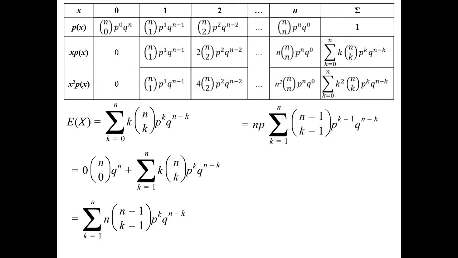Now, n is just a constant value. So I've pulled the n out to the front of the sum, because every term is going to be times n. But the other thing I pulled out is p, because every term is going to have p to the power of whatever k is. So each term will have p to the power of something. So I'm going to pull the p out as well. So I now have np, sum from k equals 1 to n, of n minus 1 C k minus 1, p to the k minus 1, q to the n minus k.